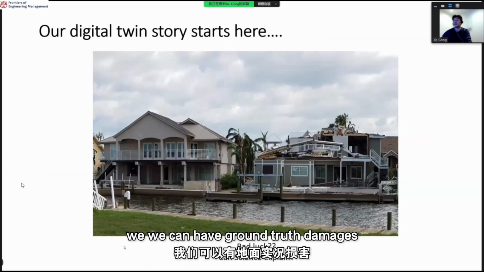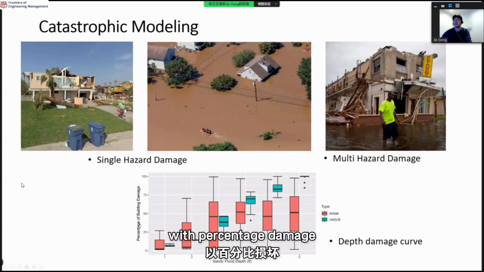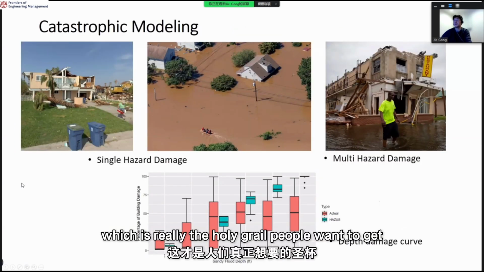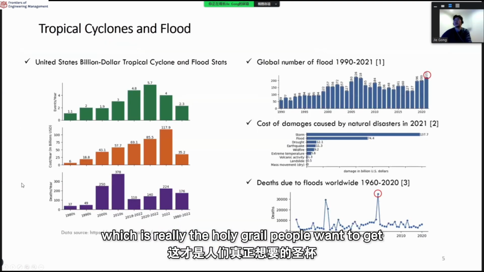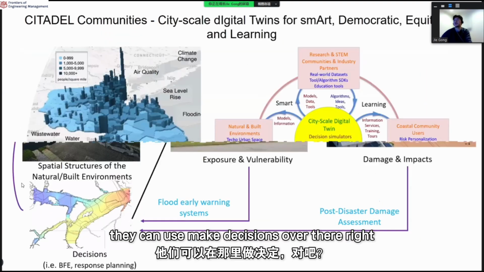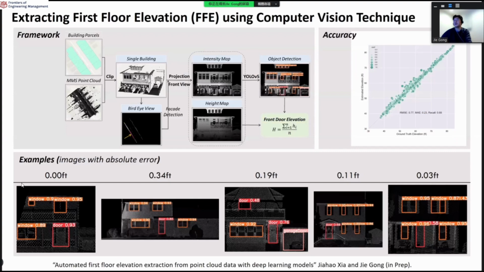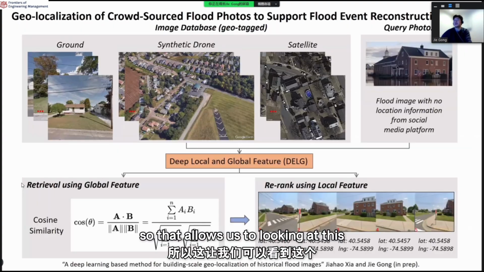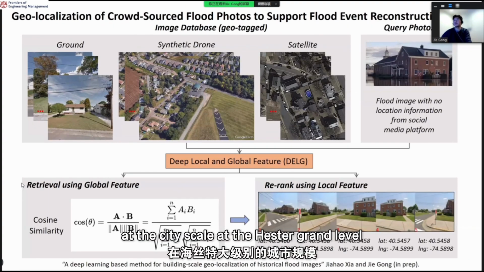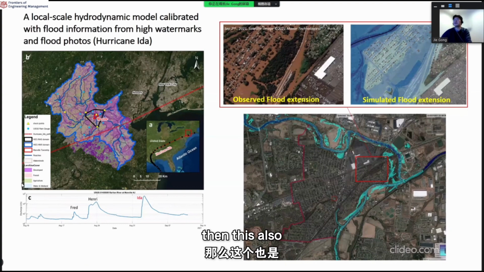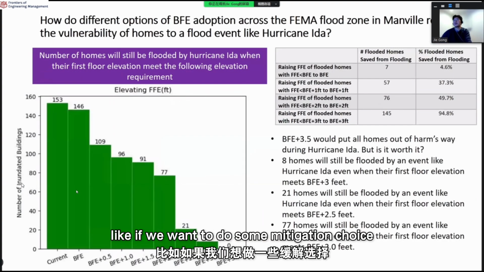We can have ground truth damages, with percentage damage against the depths of flooding, which is really the holy grail people want to get. They can use it to make decisions, right? So that allows us to look at this at the city scale at a histogram level. Then we can also look at questions like mitigation choices.